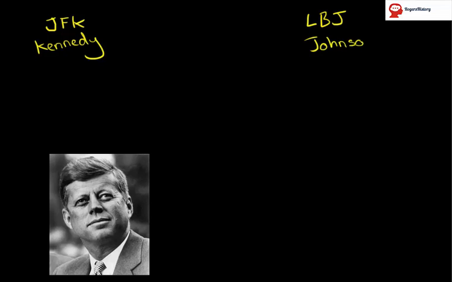In this tutorial, we're going to discuss the successes and failures of two particularly famous and prominent US presidents. The first one is JFK, John F. Kennedy, and the other one is Lyndon Johnson, LBJ, Lyndon Baines Johnson. Two very, very well known presidents, Kennedy and Johnson, both actually belonging to the same party, which was the Democratic Party in the USA.